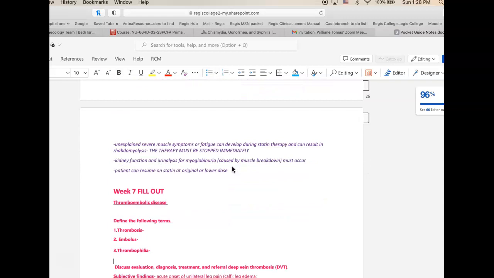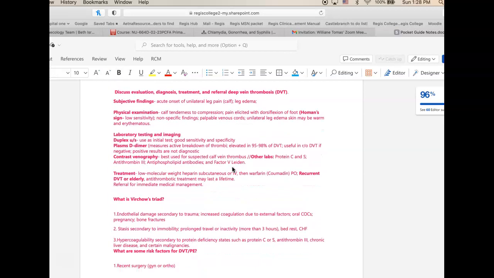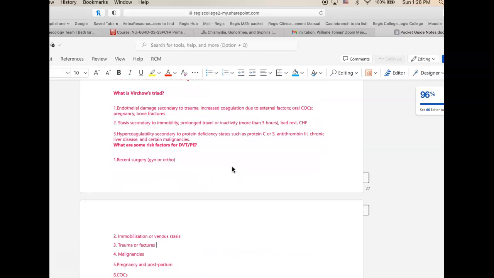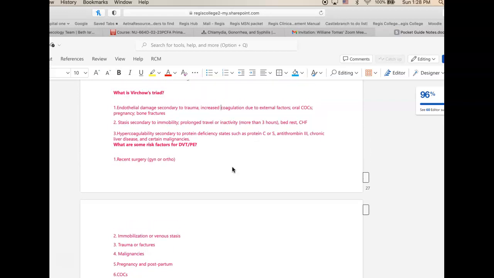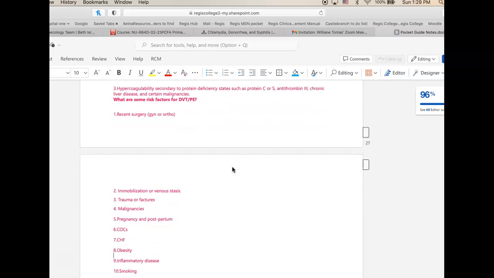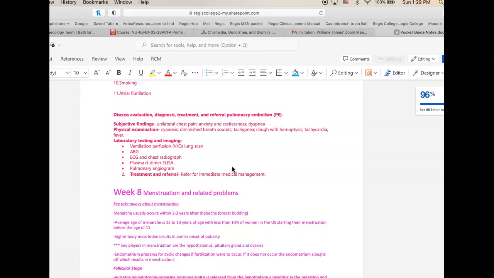And then thrombolytic diseases, we went over thrombosis. I did diagnostic evaluations, physical exam findings, laboratory testing, as well as Virchow's triad, which we often see with women who are showing signs of endothelial damage, stasis secondary to immobility, hypercoagulability. And then we went over some testing and how we can further assess this.